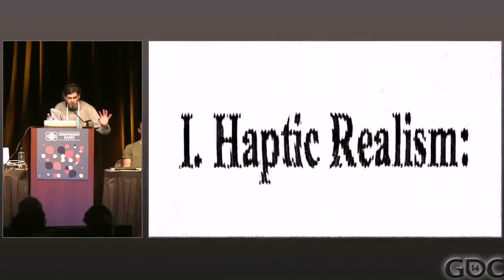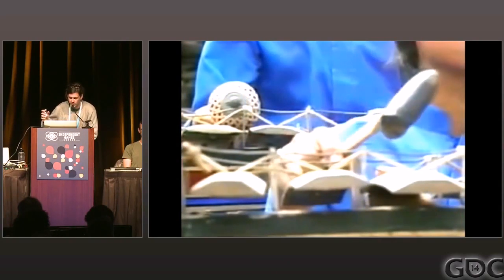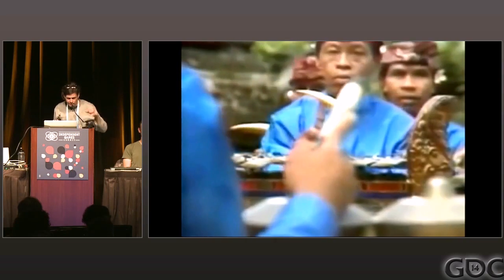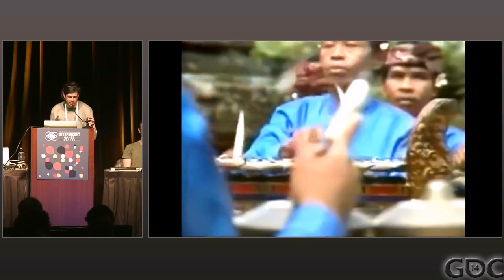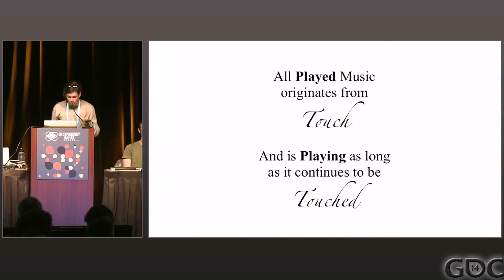So haptic realism, the basic idea of this is that everything is touch. And we'll get to that in a moment. But it's good enough to start with just the function of touch in music, and this idea that no music could exist without touch. So we see these fellows playing the gamelan music here, and there's a hand that's touching a hammer, and there's a hammer that's touching a mallet. All played music originates from touch, and playing is playing as long as it continues to be touched.